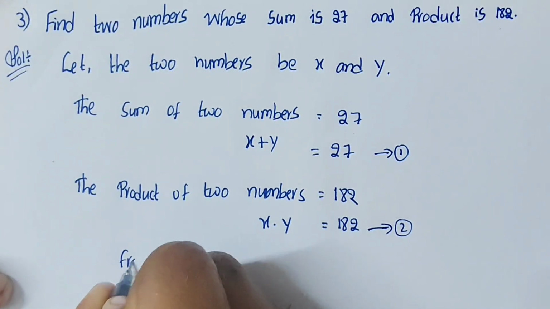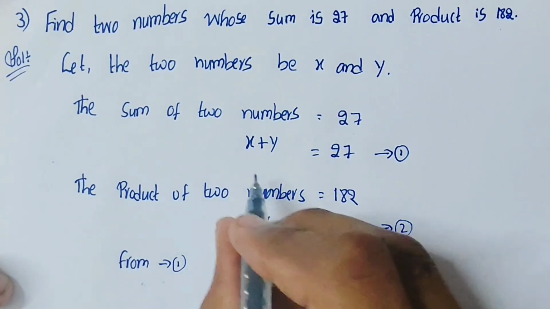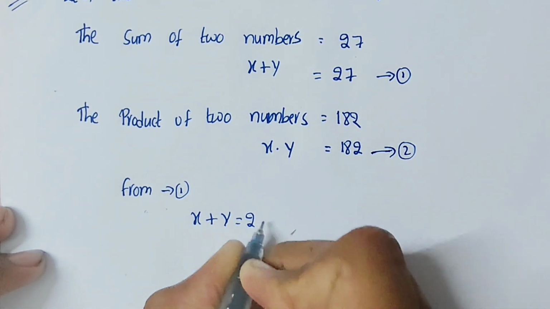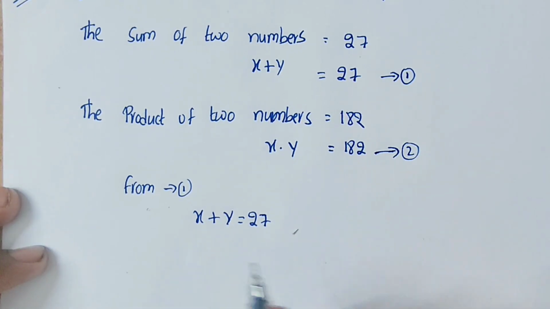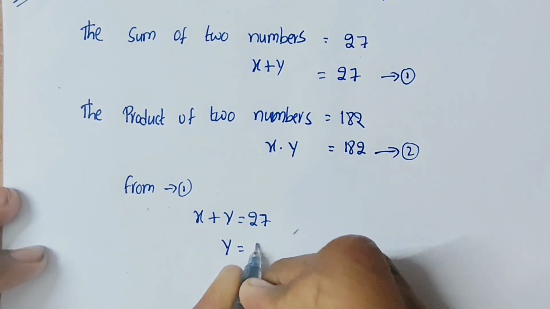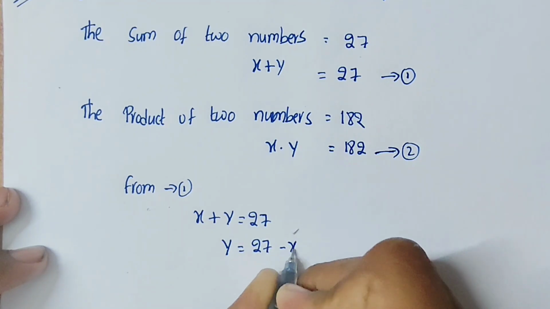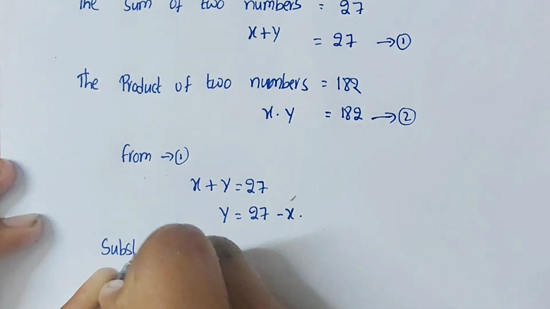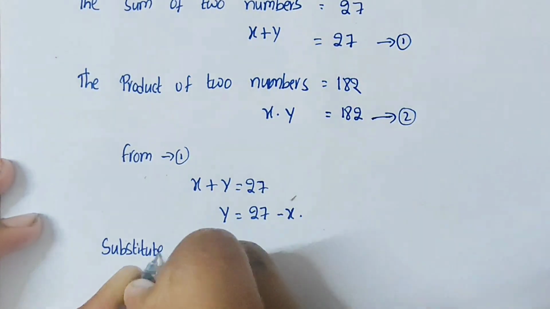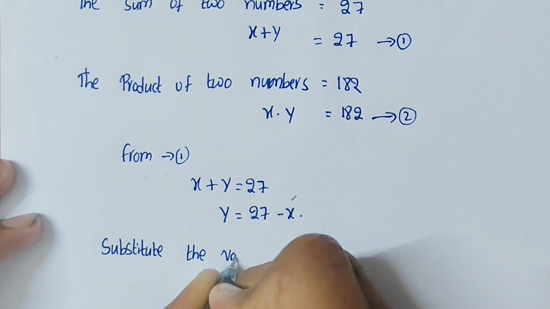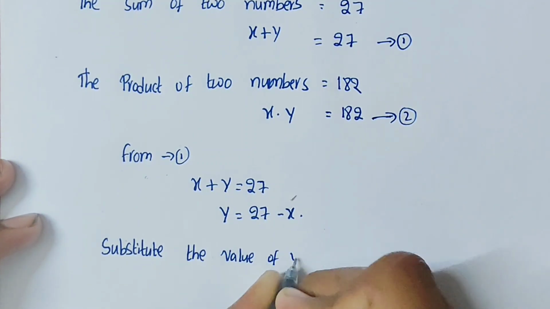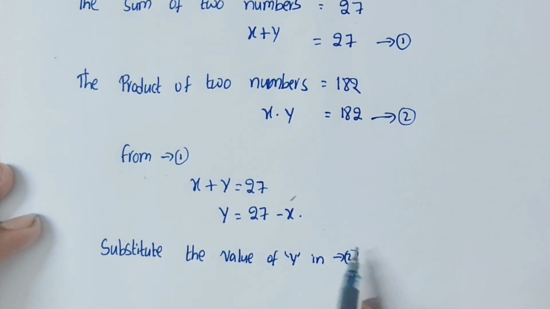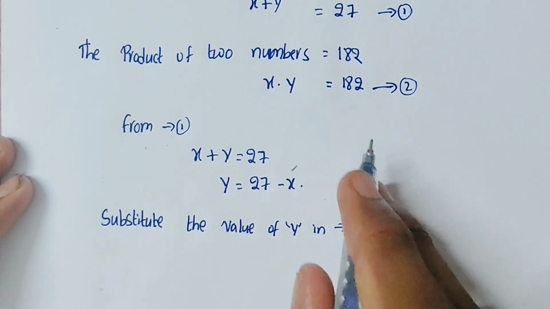Now from equation 1, what is equation 1? x plus y equals 27. If we transpose the plus x to the right side, then it becomes minus x. Then y equals 27 minus x. Now substitute the value of y in equation 2. I am going to substitute the value of y that we got, 27 minus x, in equation 2.